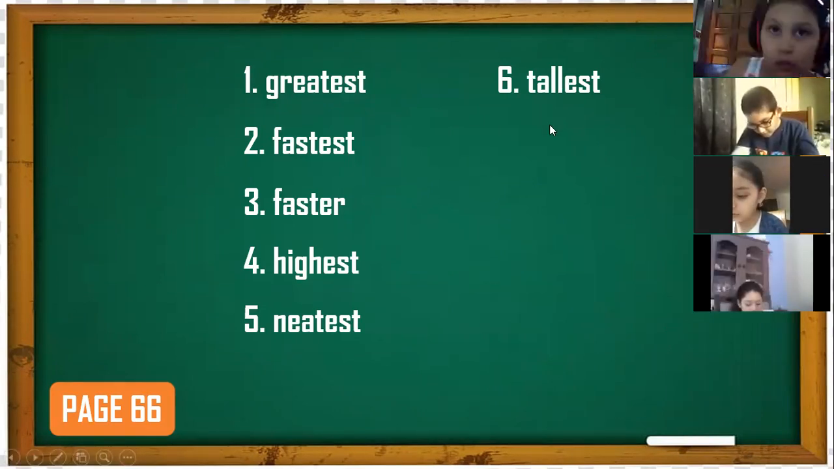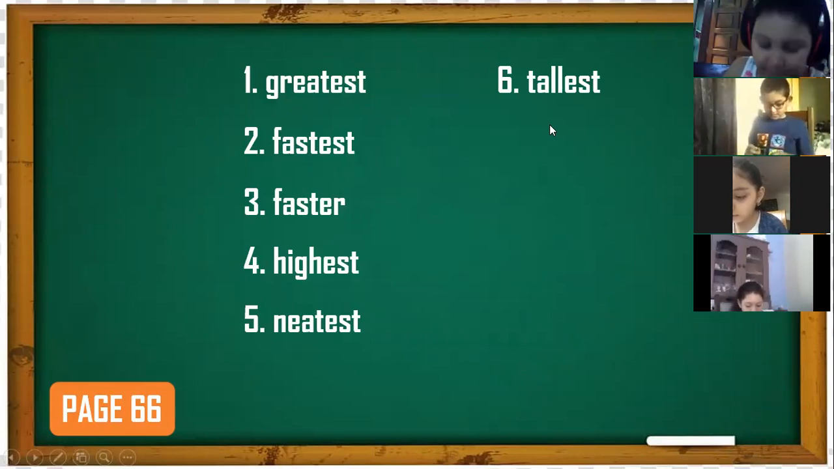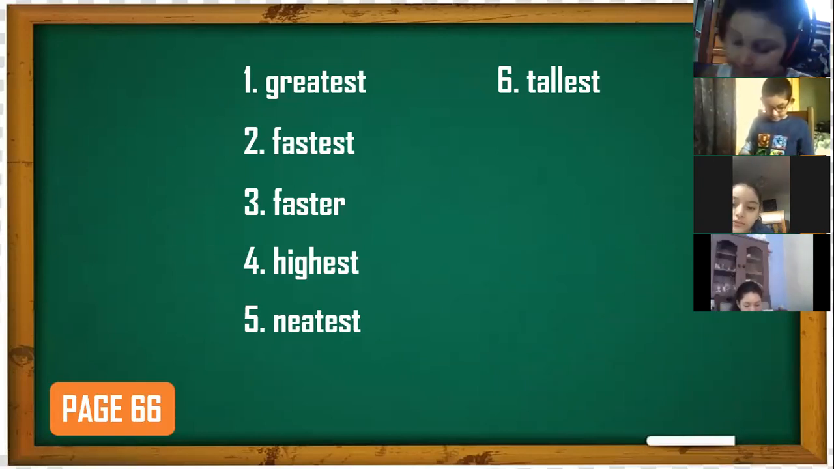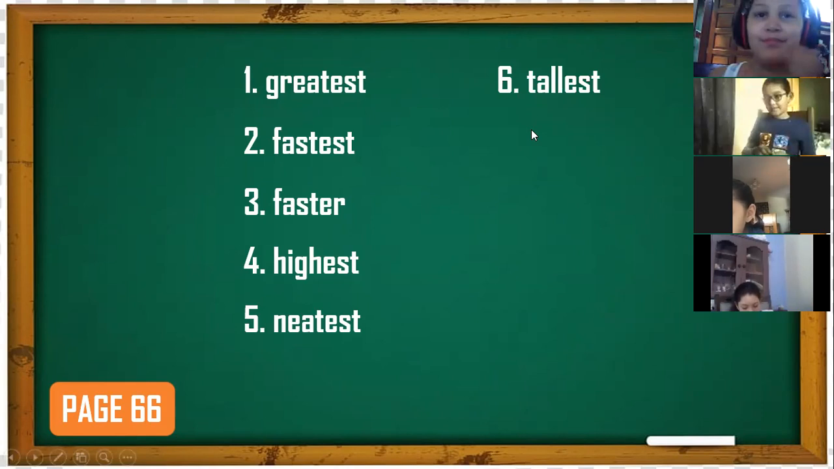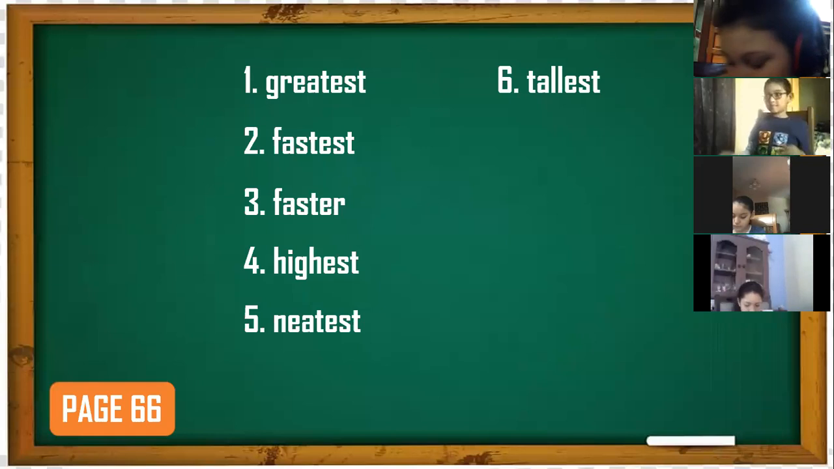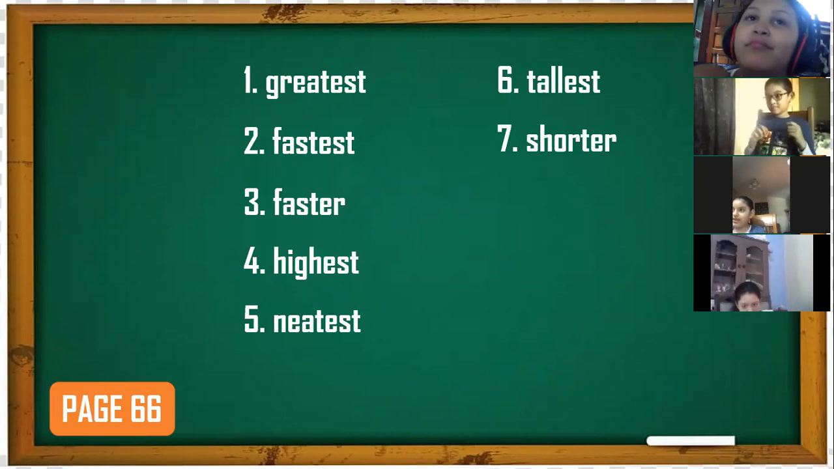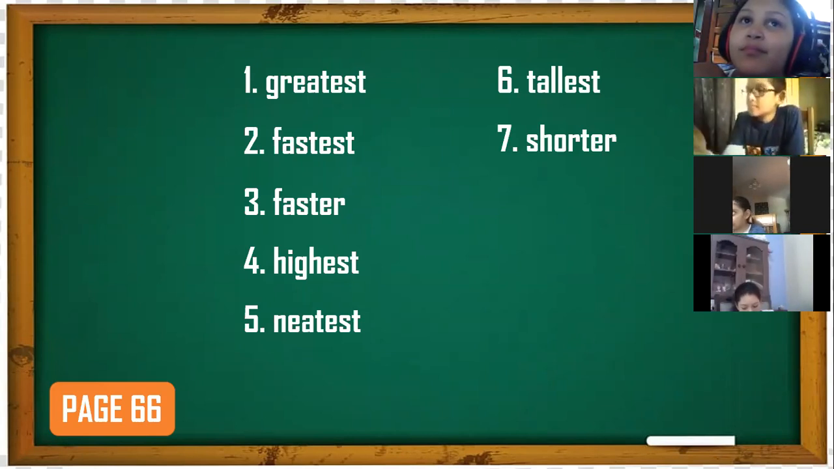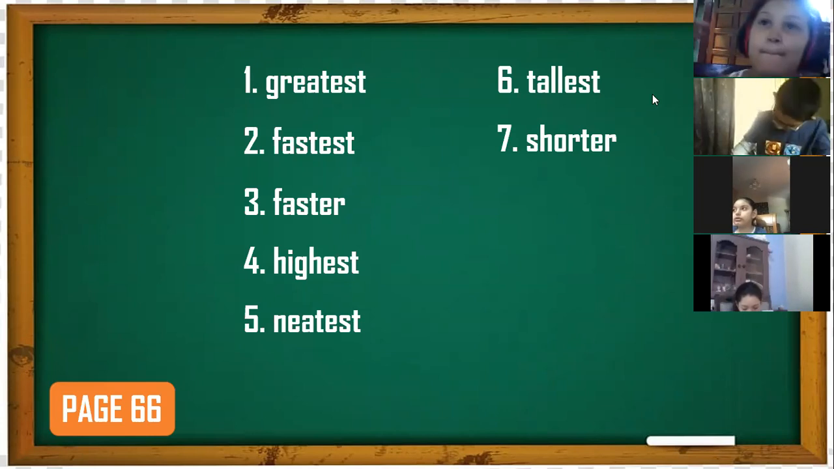Now let's continue with another person. Nady, the number 7. We need to add ER to the word short. Shorter. Okay, read the complete sentence. The number 7. Even Mr. Stevens is shorter than I am, okay? Very good.